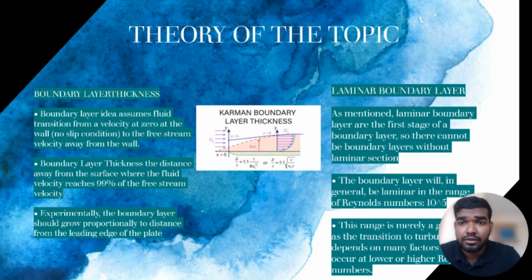Next, we go for the laminar boundary layer. As mentioned, the laminar boundary layer is the first stage of the boundary layer, so there cannot be a boundary layer without a laminar section. The boundary layer will, in general, be laminar in the range of Reynolds number up to 10 to the power of 5. The range is merely approximate, as the transition to turbulence depends on many factors and occurs at a lower or higher Reynolds number. So next, we see the process of CFD using certain steps.